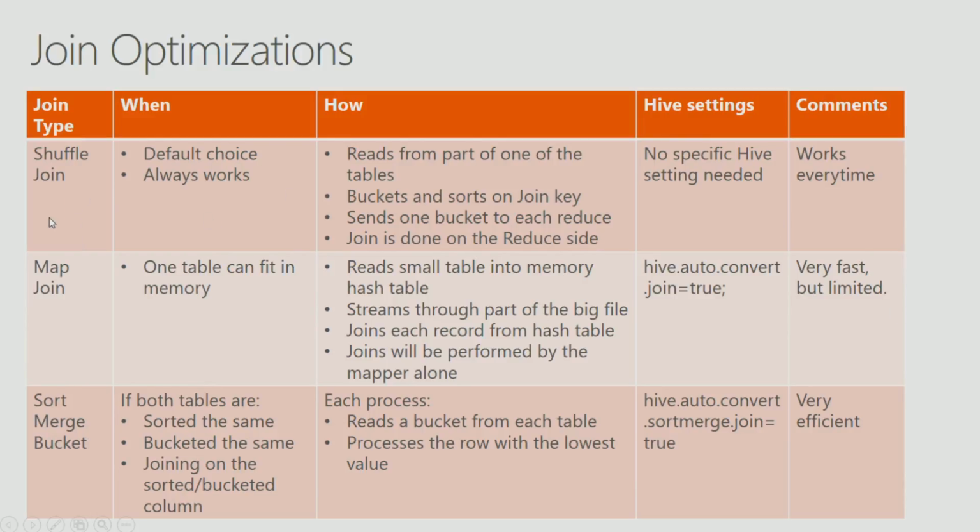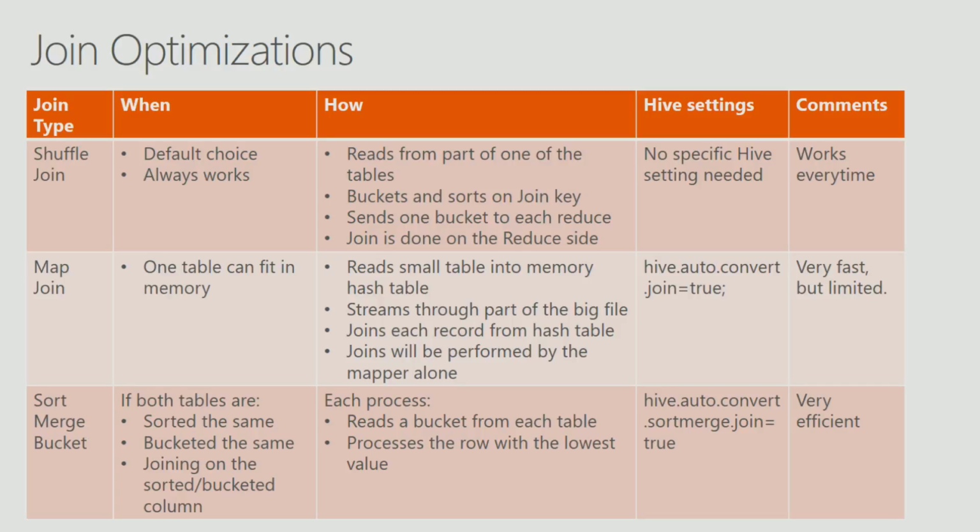And then I actually have a demo to show you, just to show you how, if I run the same query with two different joins, what the performance difference is. So shuffle join is the default choice. If you start up your cluster and pick a join, this is what will be picked. It's a default choice, it always works, and it works like the way I explained it, right? So you read from one of the tables, you bucket and sort on the join key, and then you use a reducer where the join is done. There is no Hive setting needed. It works most of the times.